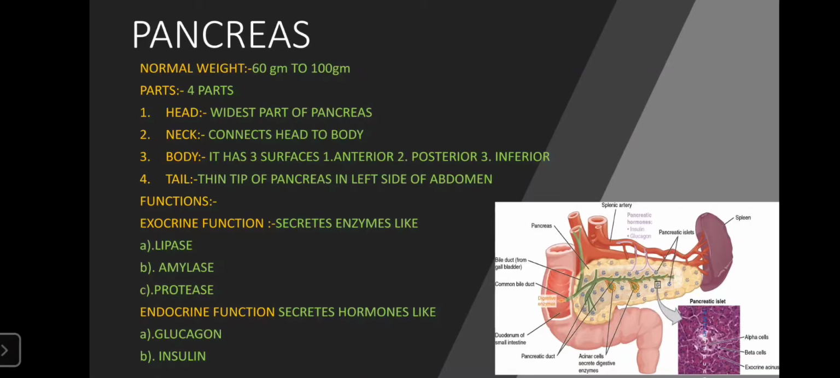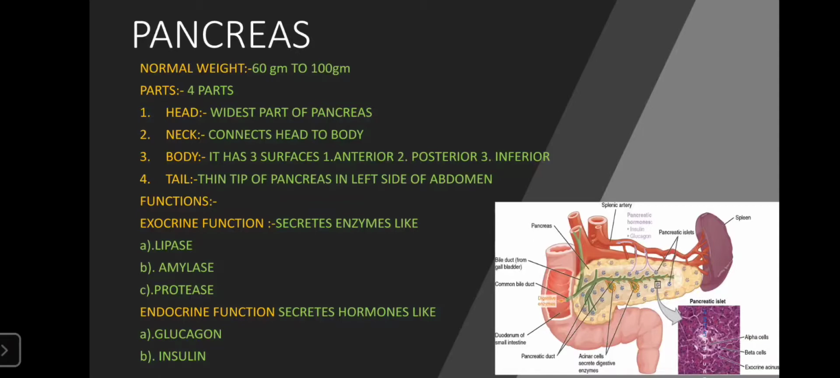So now we will see about the pancreas. To study or to discuss the pathologies of pancreas, first we will take a quick overview on the anatomy and the physiology of pancreas. The normal weight of the pancreas is 60 to 100 gram, and it has four parts.